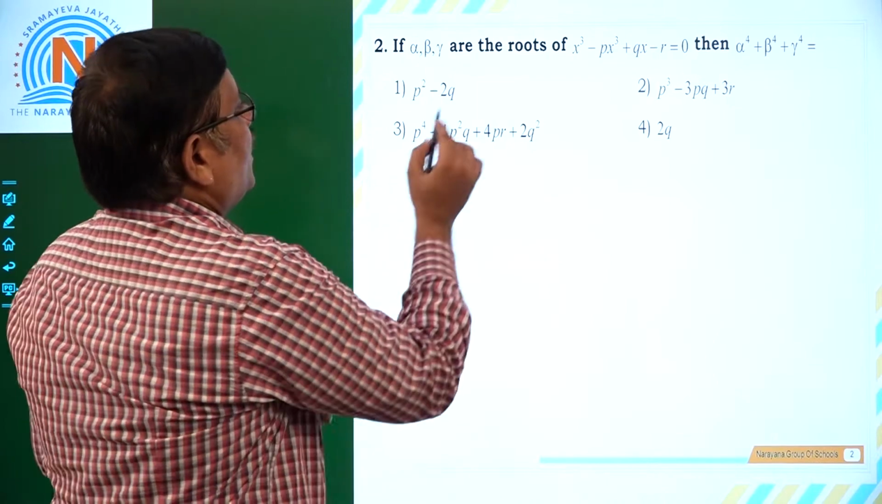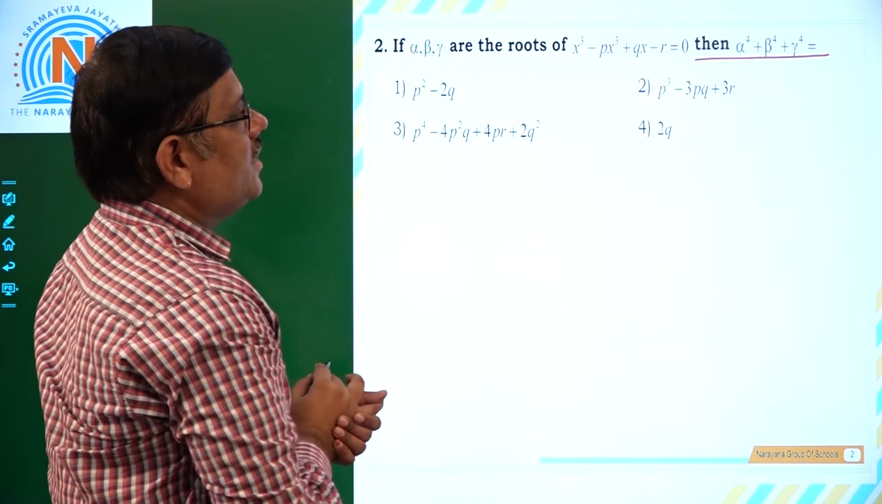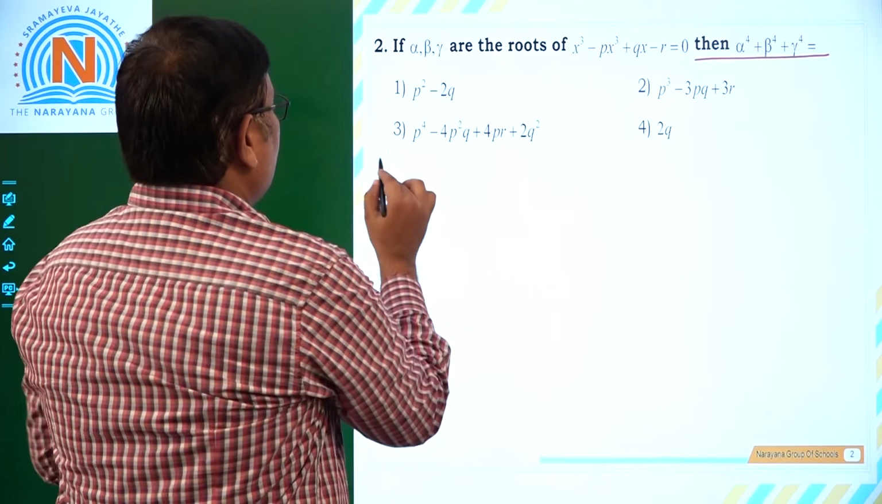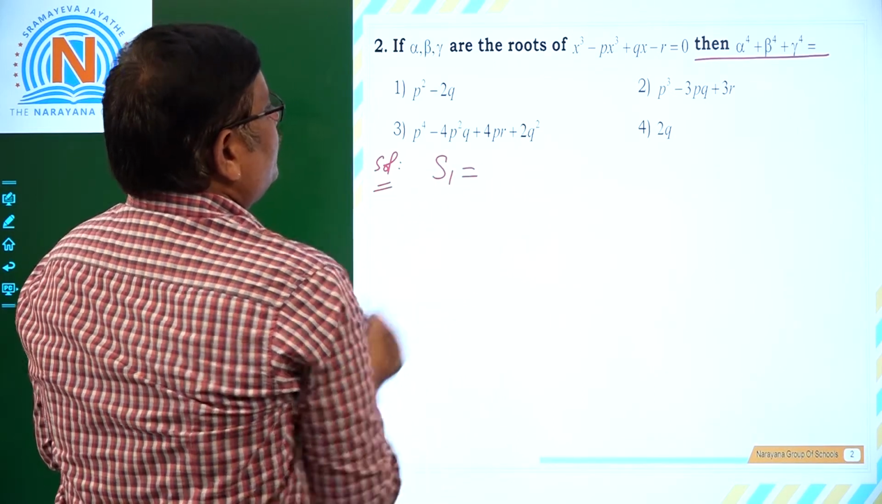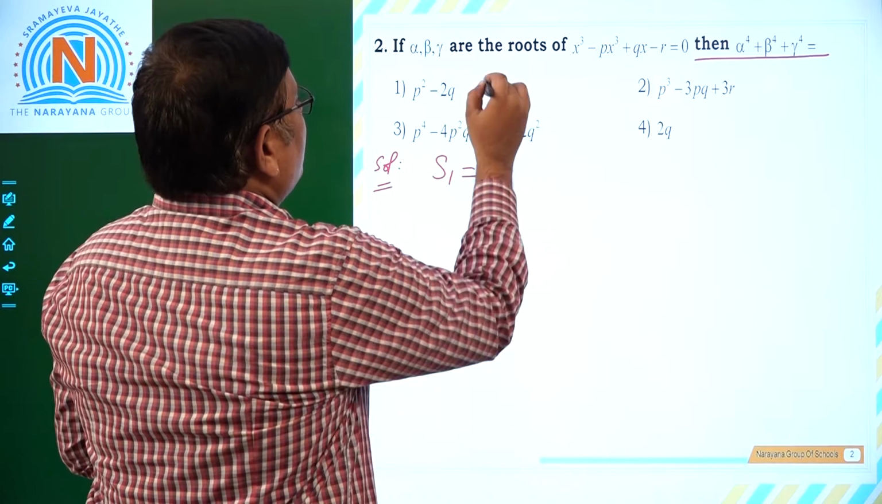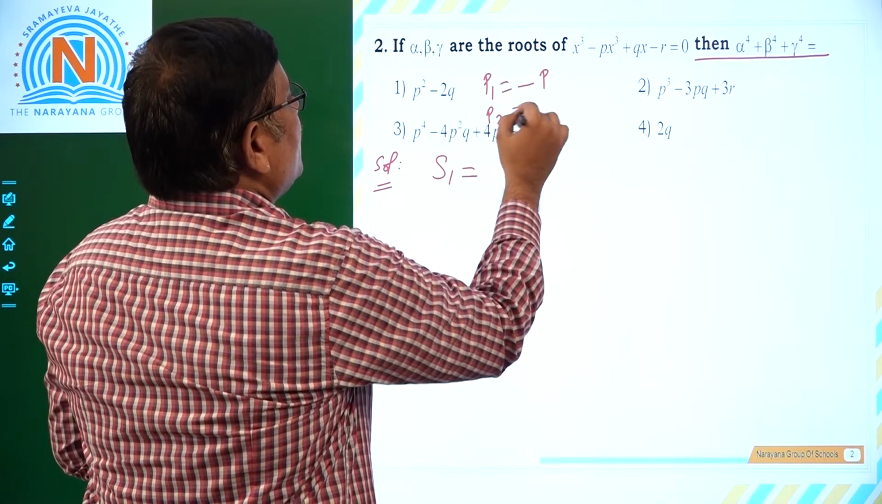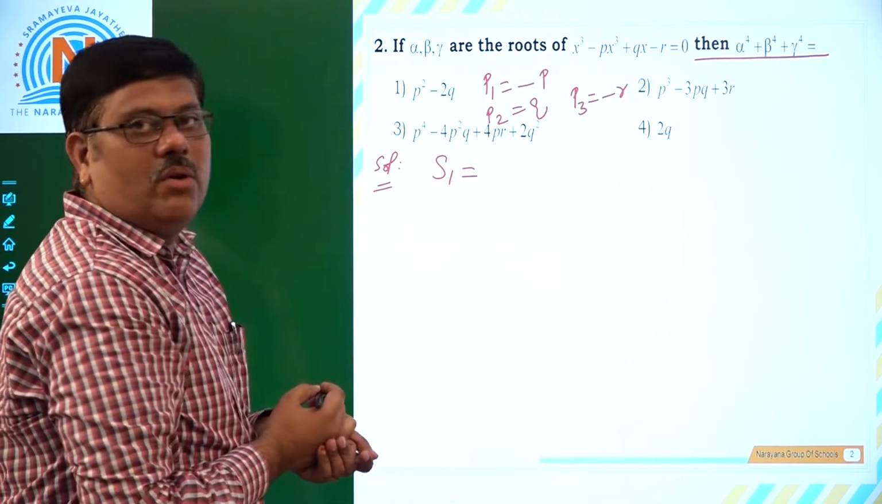If alpha, beta, gamma are the roots of x cube minus px square plus qx minus r is 0, then what is the value of alpha power 4? Similar kind of question. Solution, let us start. Here also let us take P1, P2, P3. P1 is minus P, P2 is Q, P3 is minus R. We have P1, P2, P3.